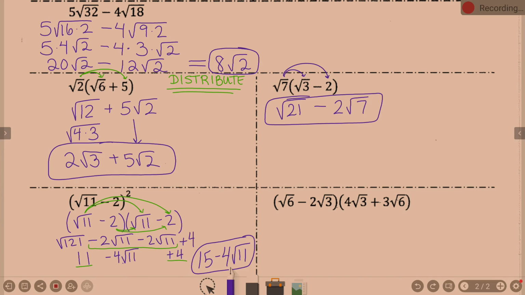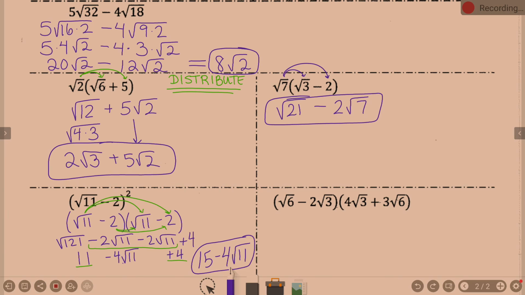Okay. That was doable, right? A little work, but this is just weird. It's putting a lot of things together. You already know how to FOIL, you just have to remember to FOIL or distribute. We've talked about multiplying radicals. It's just putting a lot of stuff together.